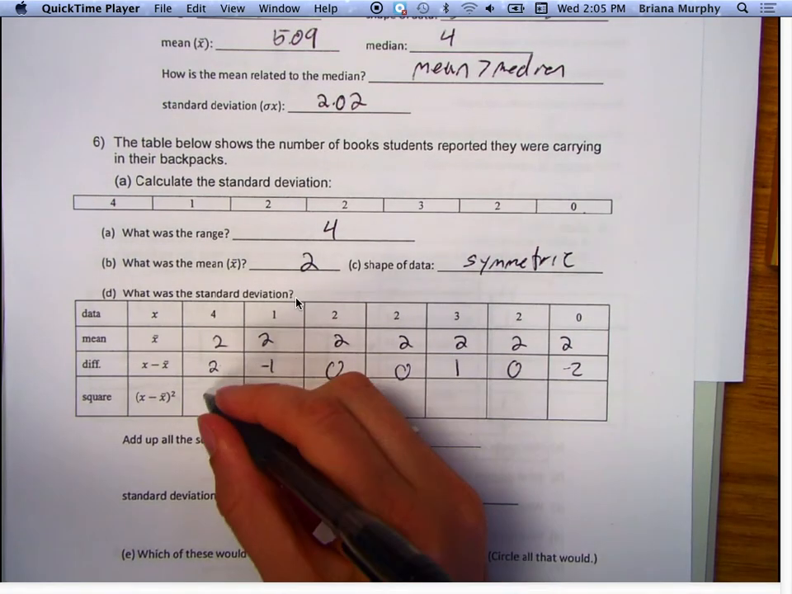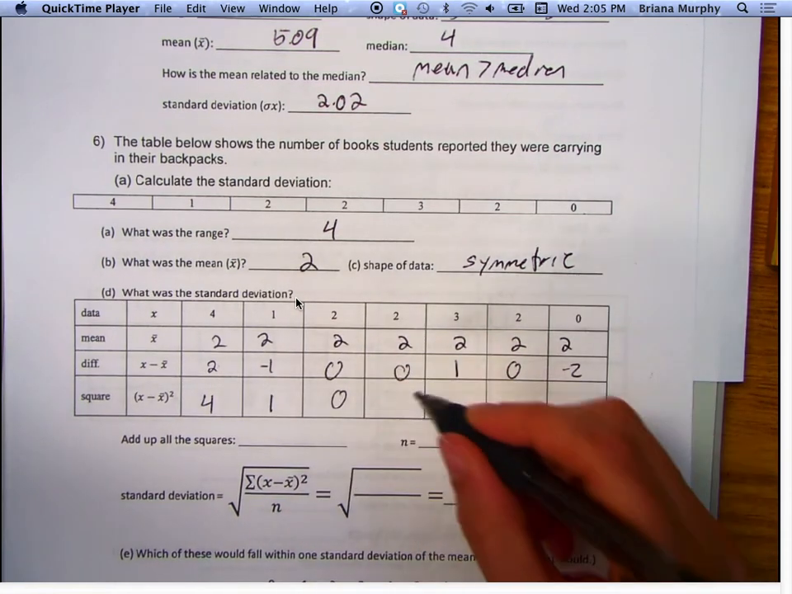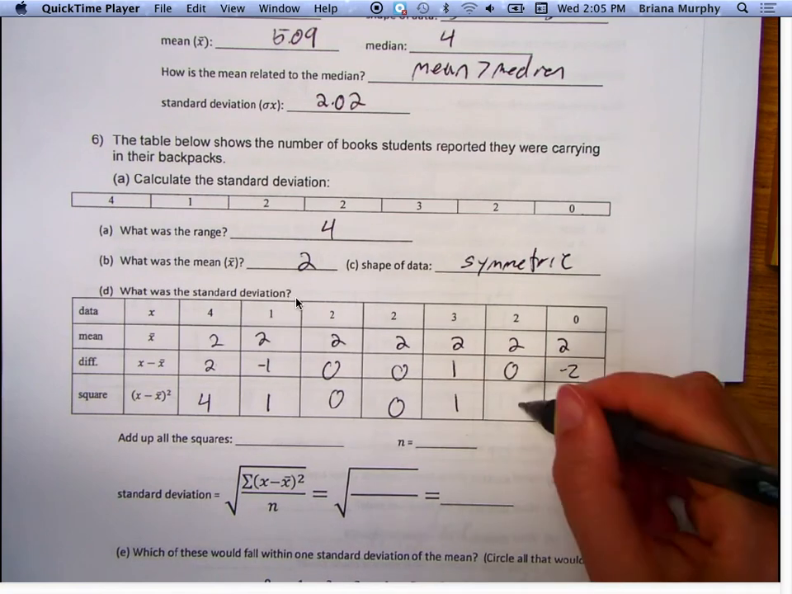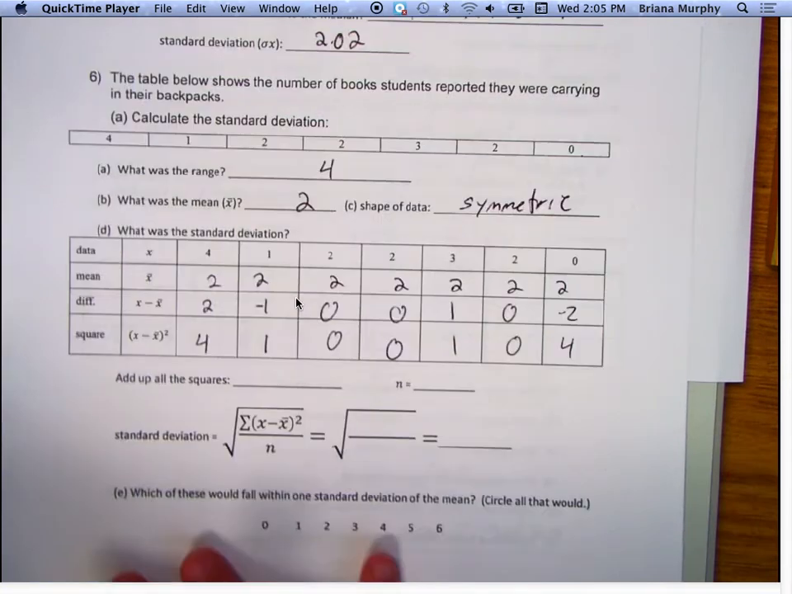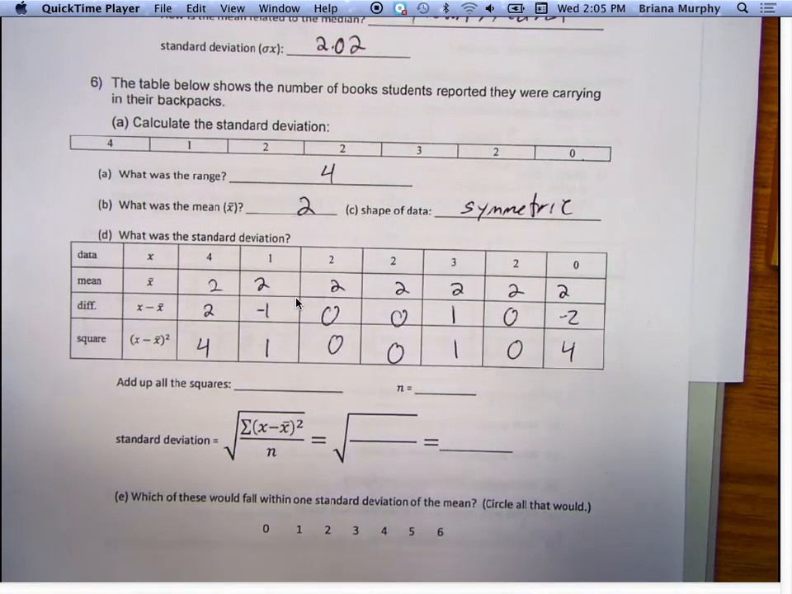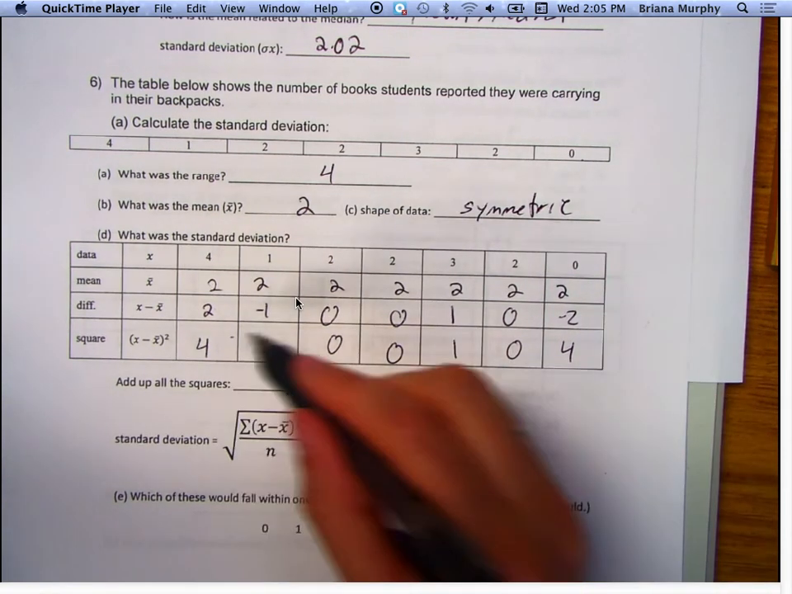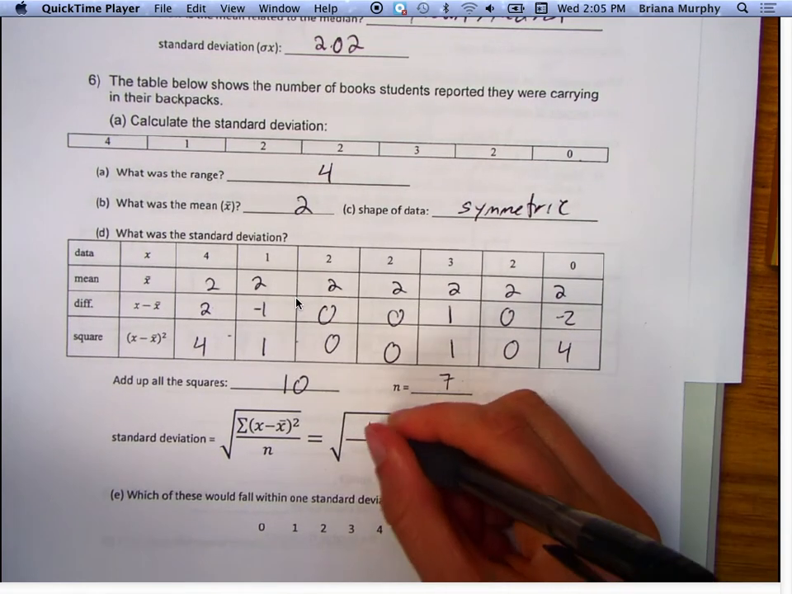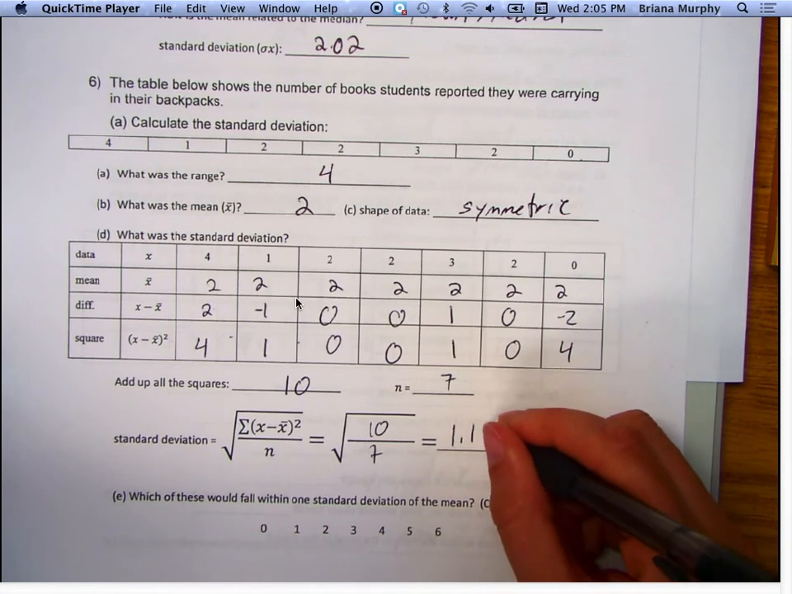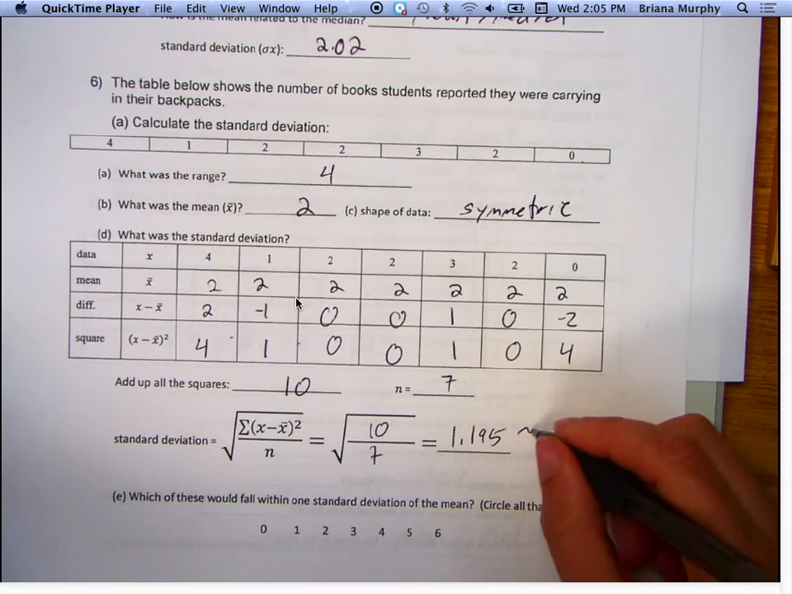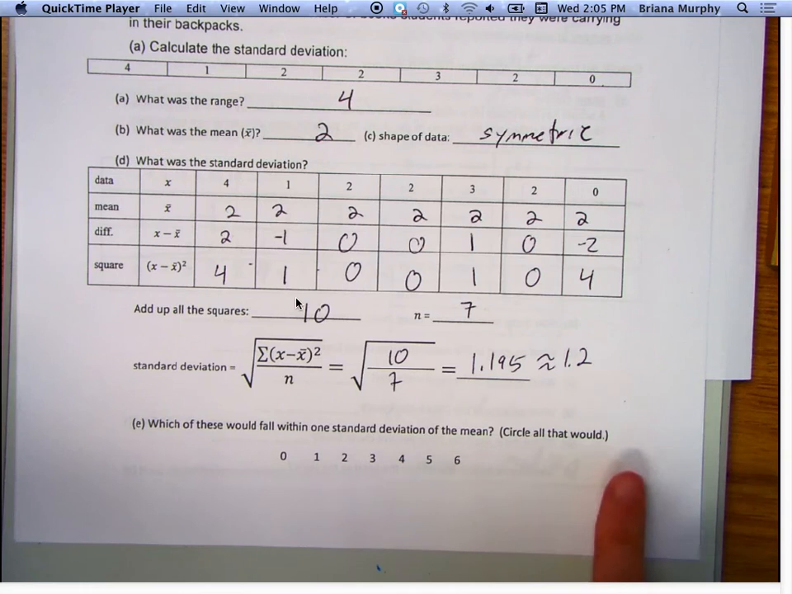2 squared is? 4. Negative 1 squared is? 1. 0 squared is? 1 squared is? Negative 2 squared is? Okay, don't forget, if you put those in your calculator wrong, it's going to give you a negative answer. You shouldn't have any negatives. 4 plus 1 plus 1 plus 4 gives us? 10. How many are there? 7. So this goes 10 over 7. The square root of 10 over 7 gives us? 1.2 or 1.195, whichever you want to put. If you put 1.2, you're good. It's fine either way. Okay, which ones of these would fall within one standard deviation of the mean?